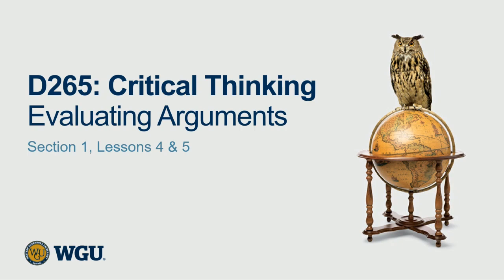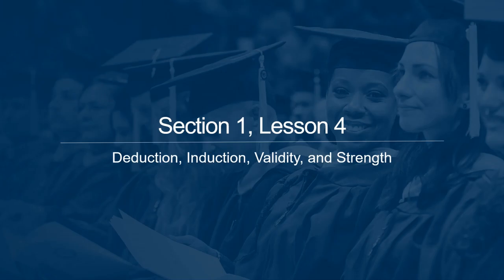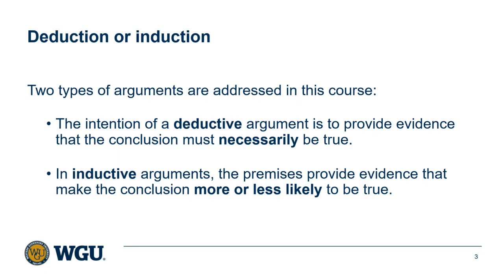This video will address content from the first section of the course's learning resources, lessons 4 and 5 on evaluating arguments. First, in lesson 4, we address two types of arguments and words that are used to evaluate those arguments. The first judgment we must make is this: is the argument we're considering deductive or inductive? Two types of arguments are addressed in this course.